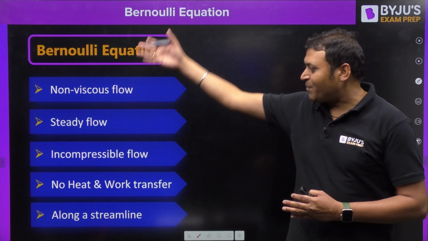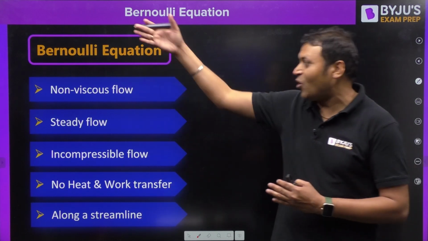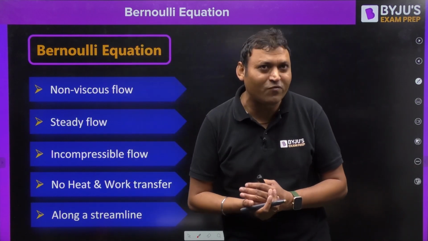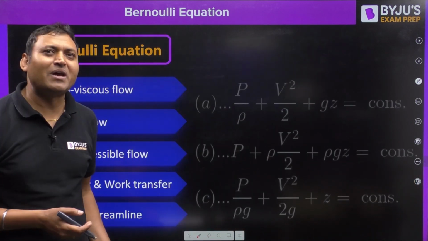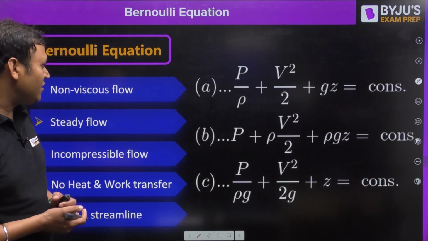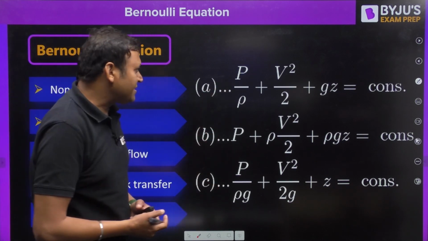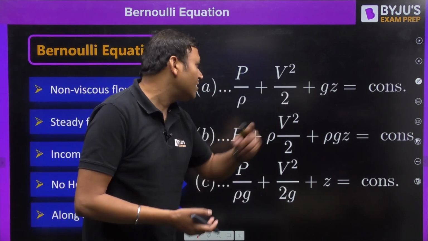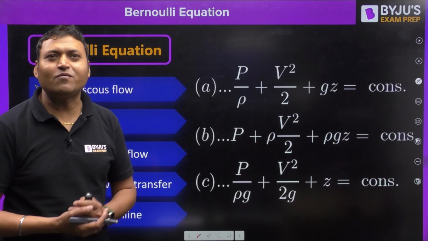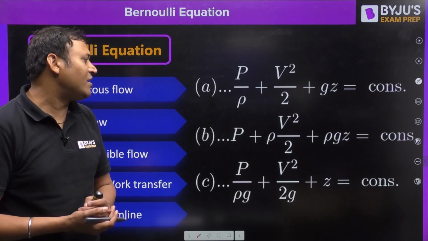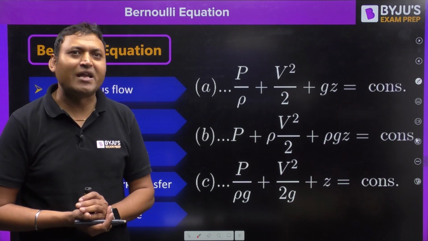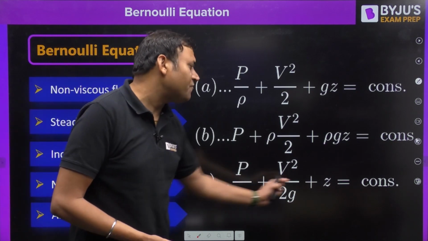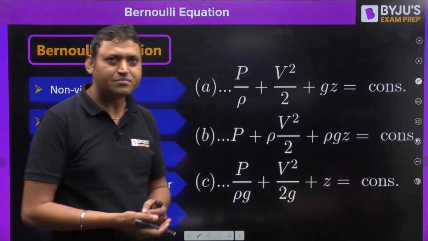Once we have all these assumptions in the flowing fluid, then we can write the Bernoulli equation. Three forms of the Bernoulli equation I have discussed with you. The first expression, energy per unit mass. The second expression of the Bernoulli equation, energy per unit volume. And the third expression of the Bernoulli equation is energy per unit weight, or in terms of head of the flowing fluids. All right.